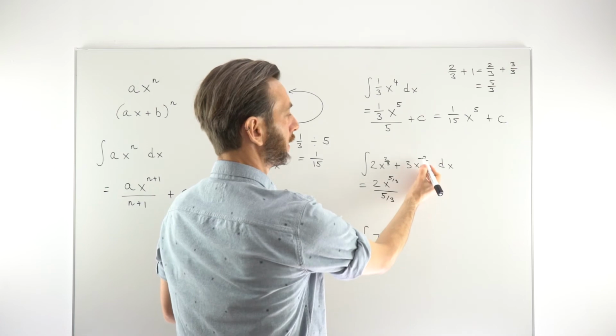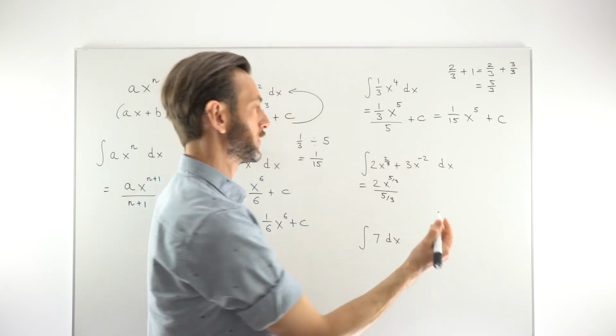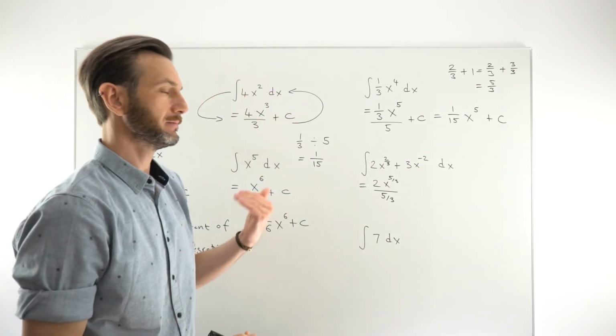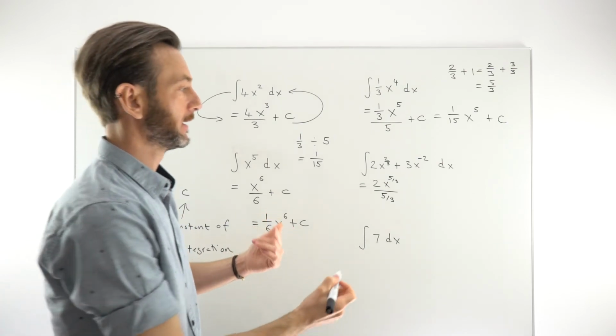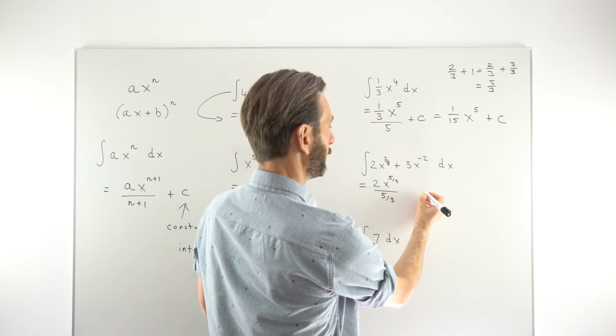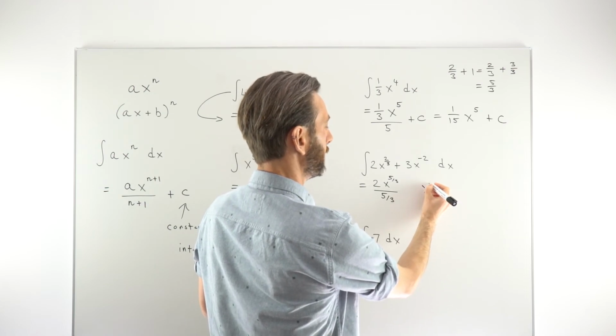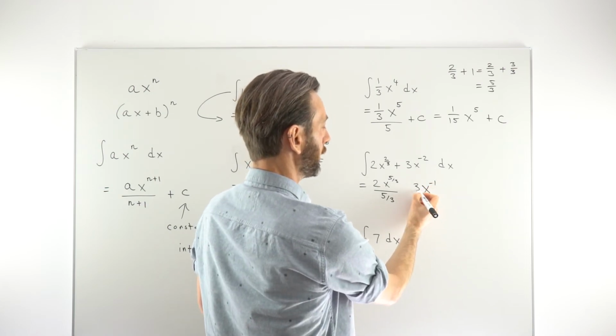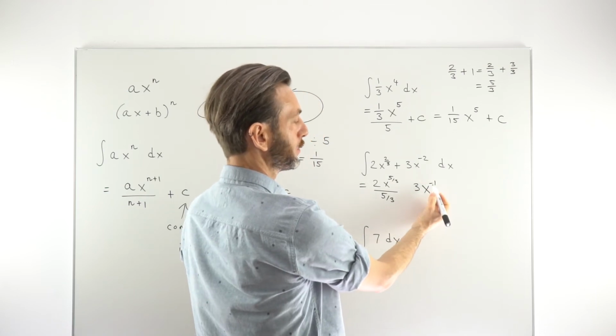This one here, increase the power by 1, that goes up to a minus 1. If you're then dividing by minus 1, you're just basically making the plus 3 into a minus 3. So let me just show you that. So that would be x to the minus 1. We've got the 3 there. We're now dividing by that new power, which is minus 1.